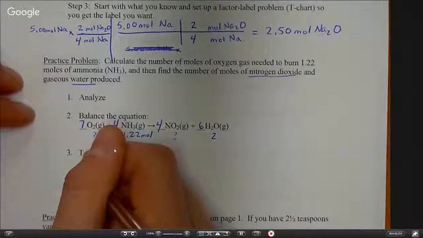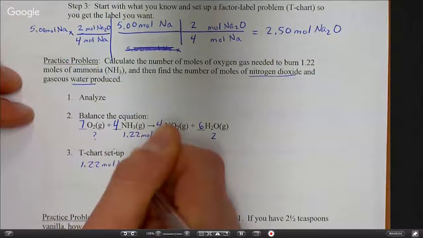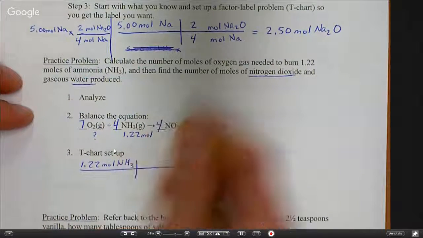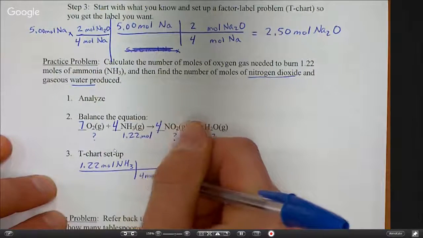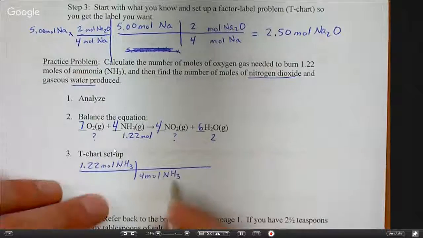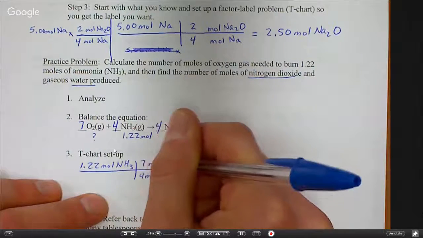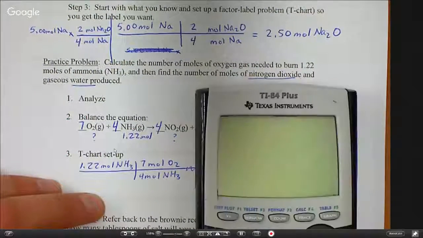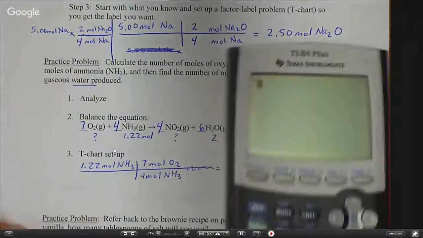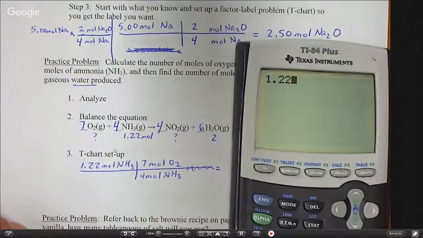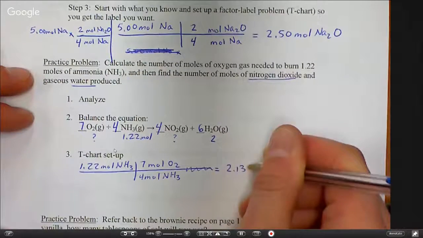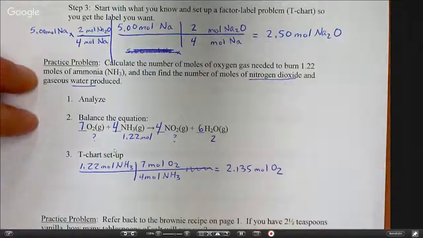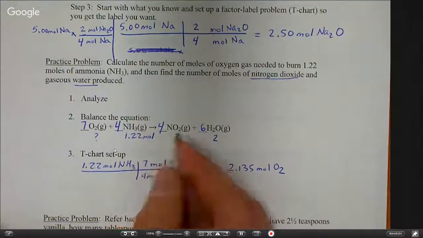All right, so if we start with 1.22 moles of NH3, I know from the equation that there are 4 moles of NH3, which goes on the bottom because we want to get rid of it, and 7 moles of O2 up on top. So put it in our calculator. Oop, batteries are low. All right, so 1.22 times 7 divided by 4, 2.135 moles of O2.